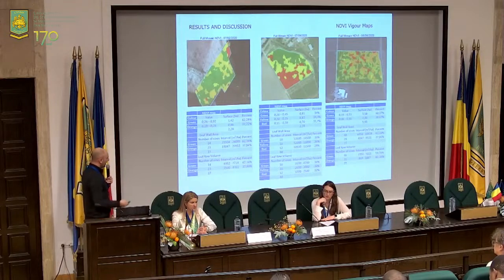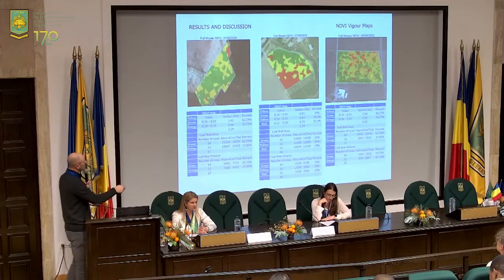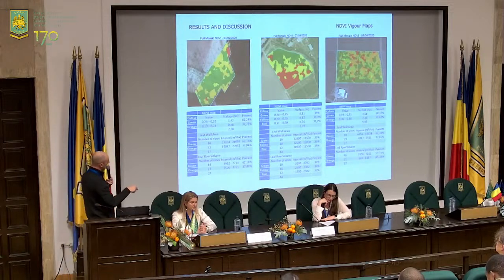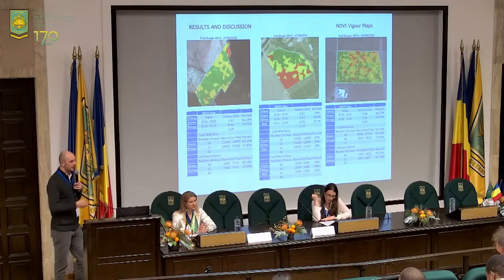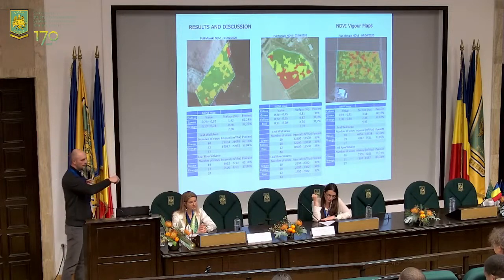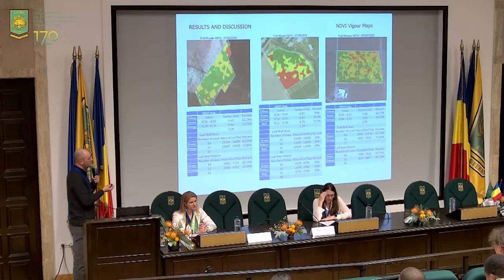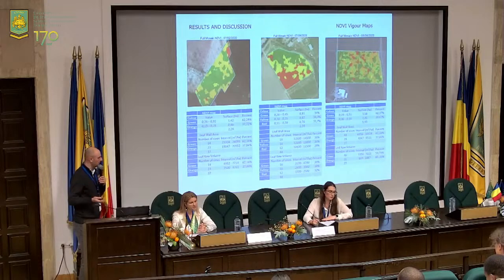So, this is the NDVI map. These are the NDVI maps. As you can see, they are quite different. And all of them correlate within less than 2 or 3% with the physical measurements that I did, which could be a good indicator that NDVI is a good measurement method if you want to know the vigor of a parcel, of a plot.